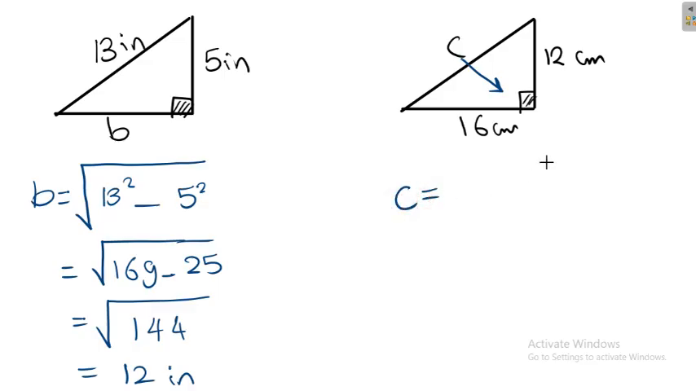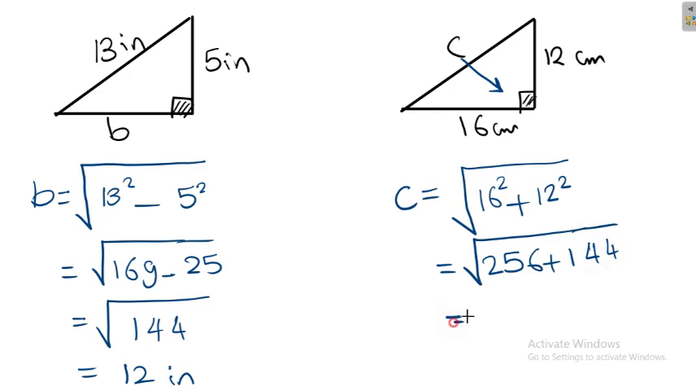By getting the square root of the summation of the two small squares. So 16 squared plus 12 squared. 16 squared is 256. 12 squared is 144. 256 plus 144 is 400. The square root of 400 is 20 centimeters.